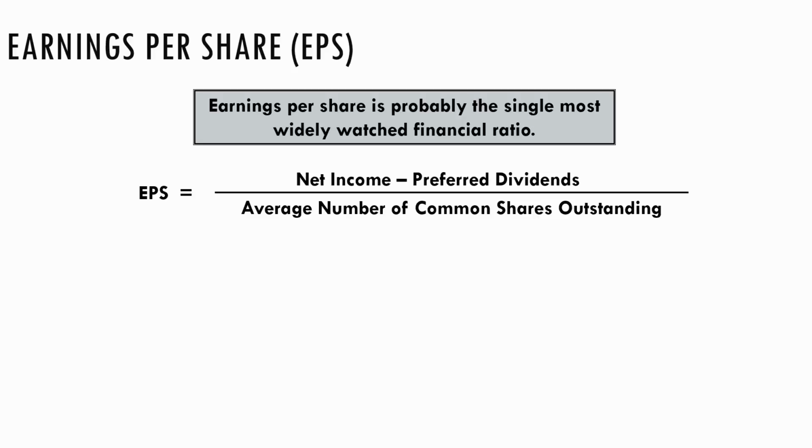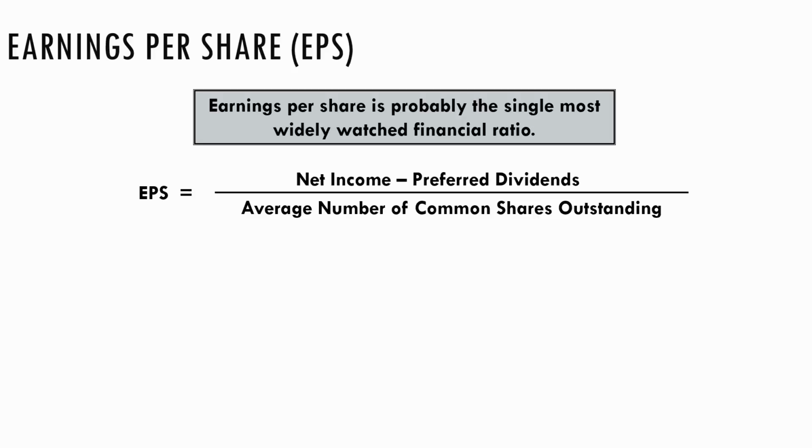The other thing is on the top is not just net income. We know net income is earnings, and per share means the earnings will be on the top and the shares will be on the bottom. But it's not just net income. It's net income minus preferred dividends, because earnings per share is earnings per common share. So even though it doesn't say EPCS, it's earnings per common share.